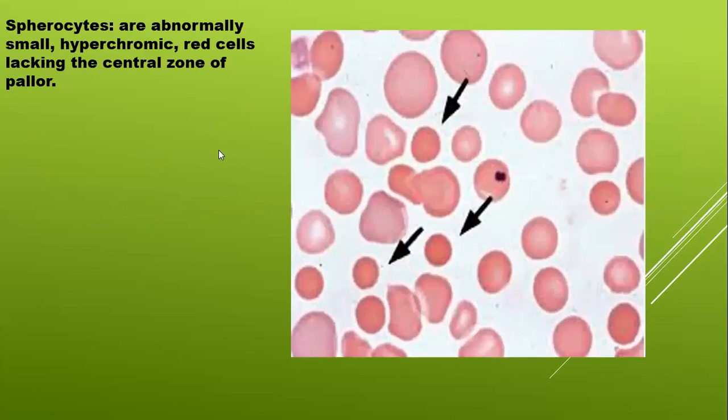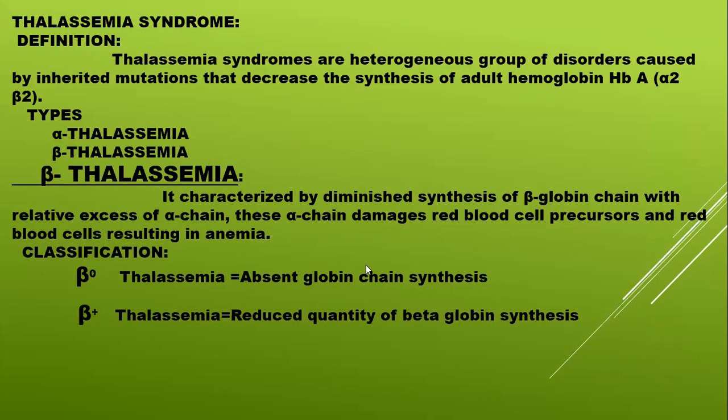spherocytosis. Spherocytes are abnormally small and hyperchromic, and they lack the central pallor. Now the thalassemia syndromes, hemoglobinopathies.